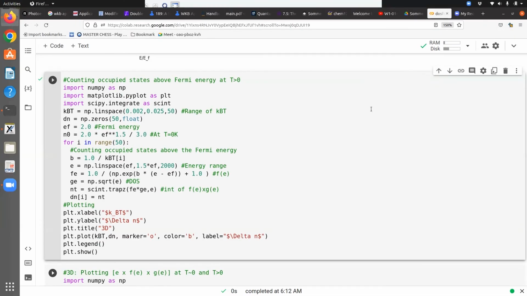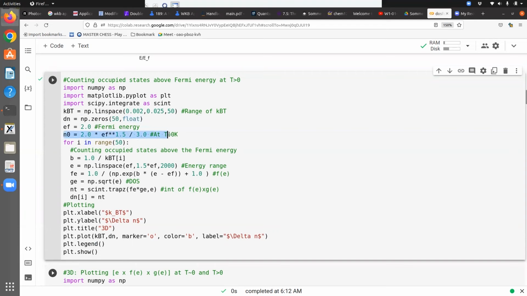This is the code for counting the occupied states above Fermi energy at T greater than 0. This is where we define the range of kBT, and we start at a very low temperature, 0.002, and we go all the way to room temperature. This is the array where we are going to store the number of occupied states above the Fermi energy.